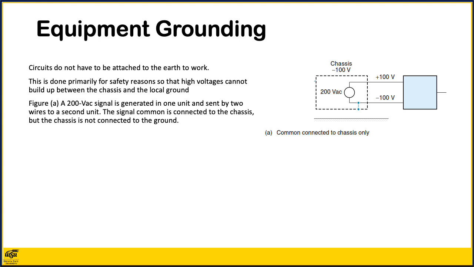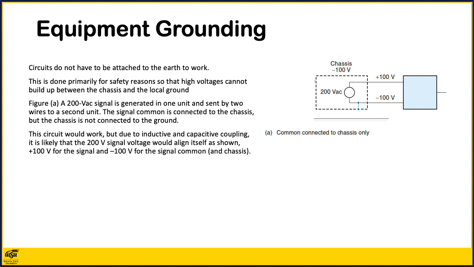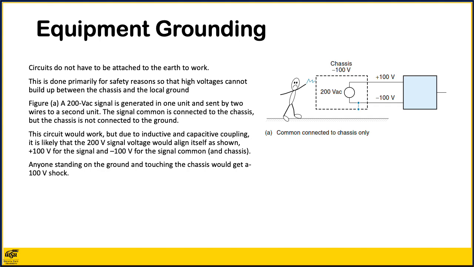A 200 volt AC signal is generated in one unit and sent by two wires to a second unit. The signal common is connected to the chassis, but the chassis is not connected to the ground. This circuit would work fine electrically, but there is a potential safety hazard. Due to inductive and capacitive coupling, it is likely that the 200 volt signal would align itself as shown, plus 100 volts for the signal and minus 100 volts for the signal common and chassis. This is dangerous because anyone standing on the ground and touching the chassis would get a 100 volt shock.